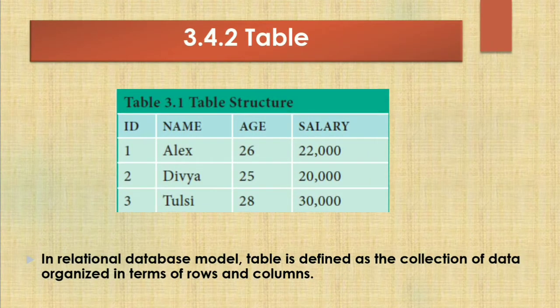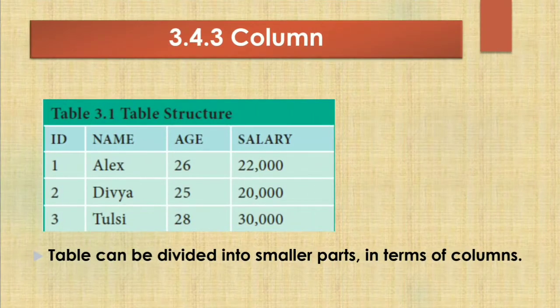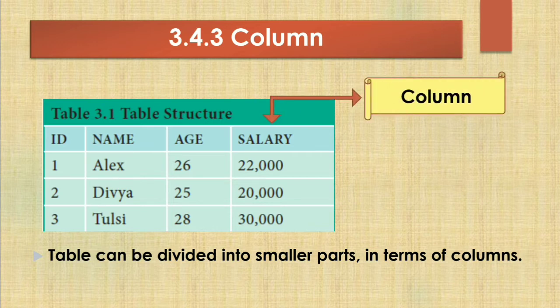I hope you all know what a table is, and you know how to draw a table. In this database, we can create a table and store all the data. This table is the collection of data organized in terms of rows and columns. You can see many rows and columns in a single table. Now let's see what a column is. Every single table is divided into smaller parts and that smaller part is termed a column. Now look at the column salary. Under this column you have only numbers, that is the amount they earn.